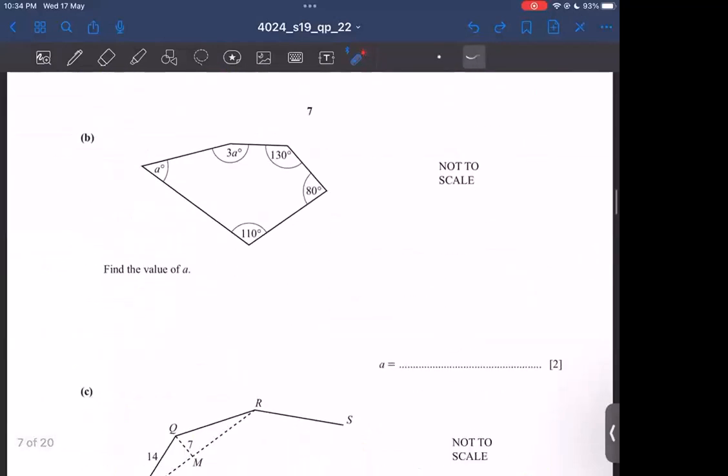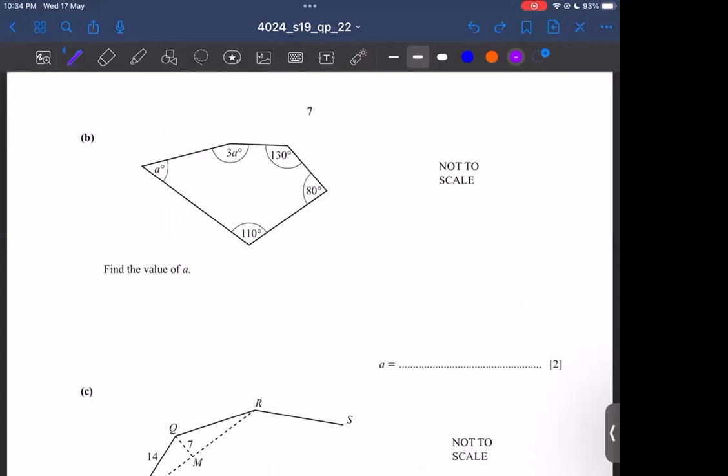Now we have part B. This is the question related to polygon, the sum of interior angles of a polygon. What is the sum of interior angles formula? They have this polygon over here, which has 1, 2, 3, 4, 5 sides and 5 angles, a pentagon. Find the value of A.